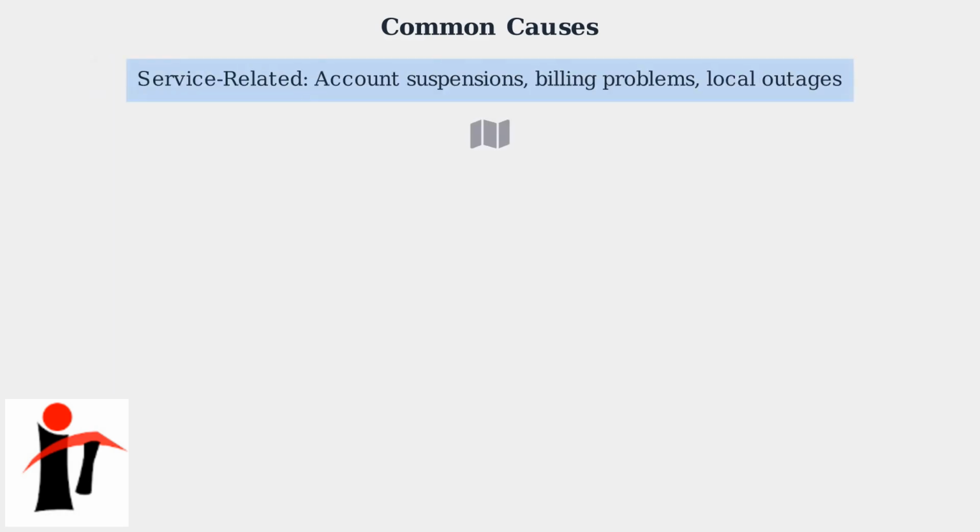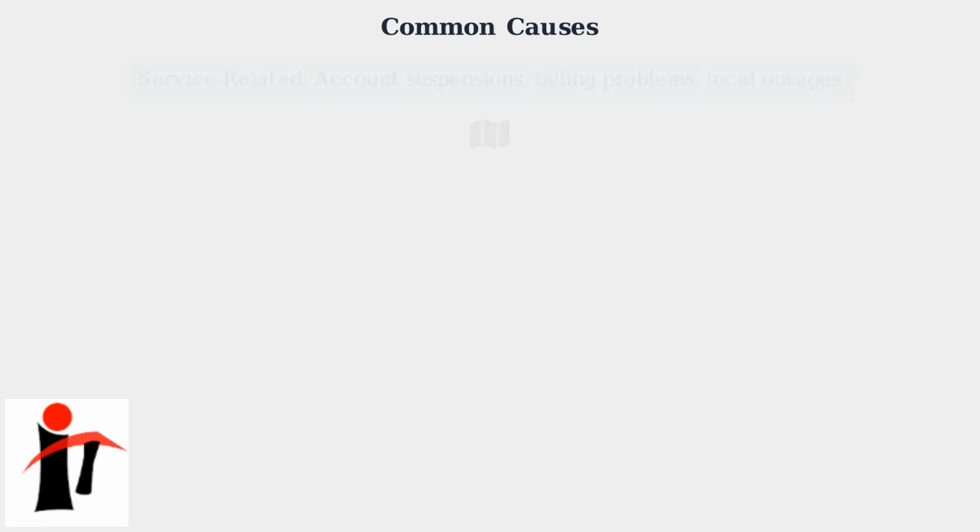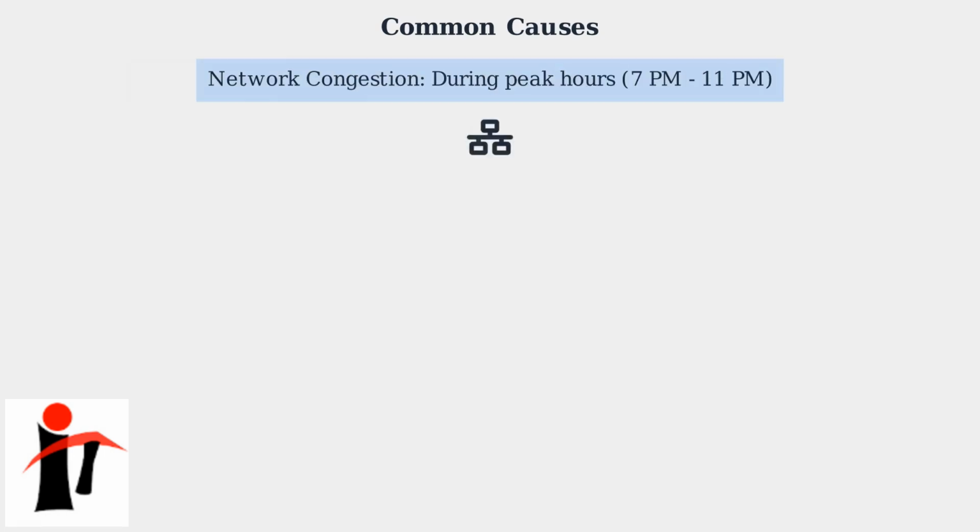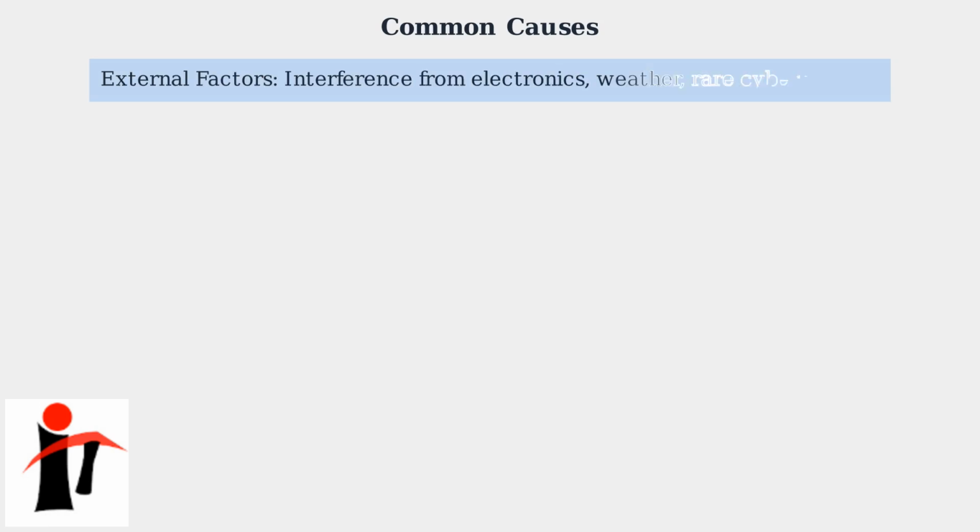Sometimes, service-related issues like account suspensions, billing problems, or local network outages are to blame. Network congestion during peak hours, typically between 7 p.m. and 11 p.m., can also trigger a red light. External factors, such as interference from nearby electronics, weather conditions affecting the signal, or even, although rare, cyber threats like DDoS attacks on cable infrastructure, can also be responsible.